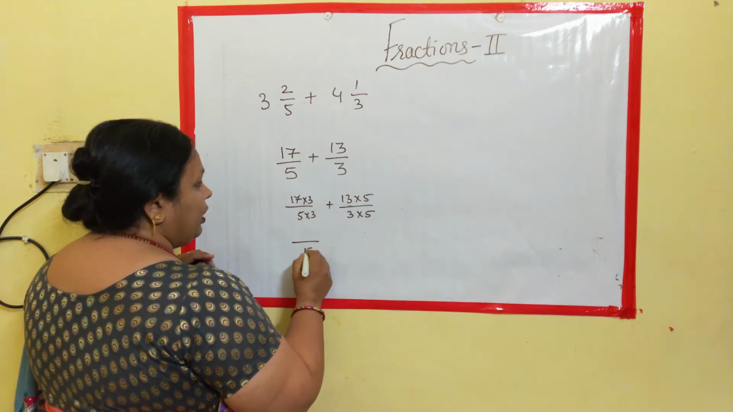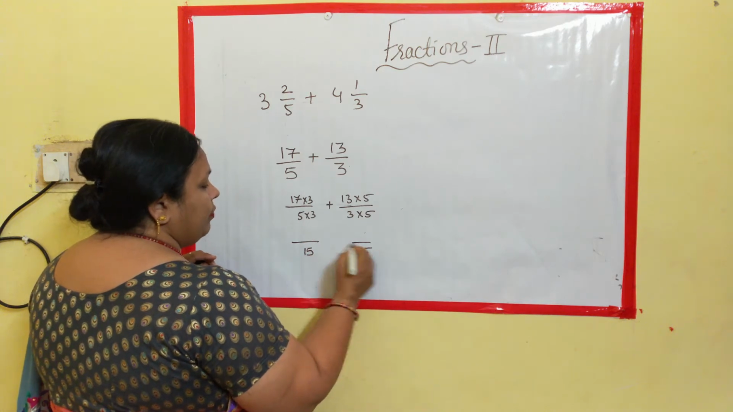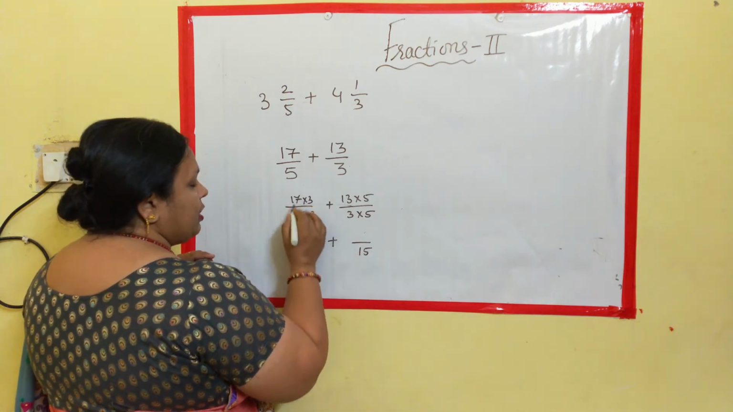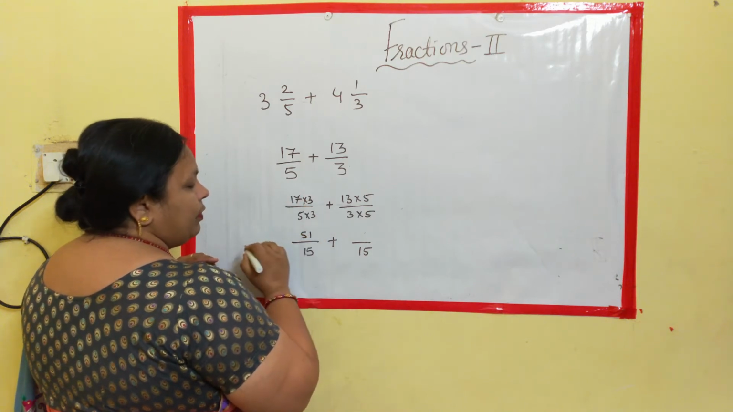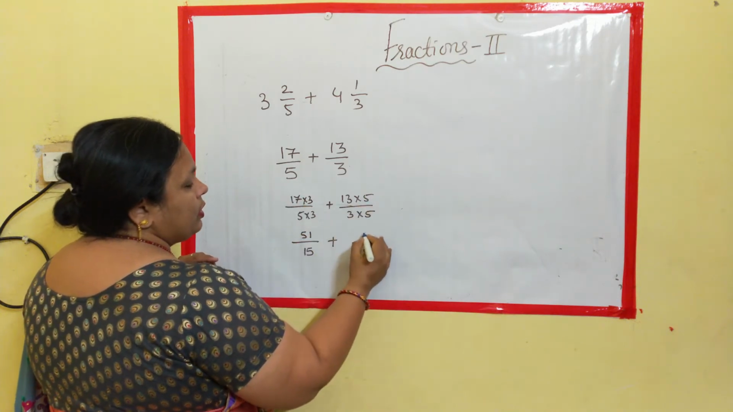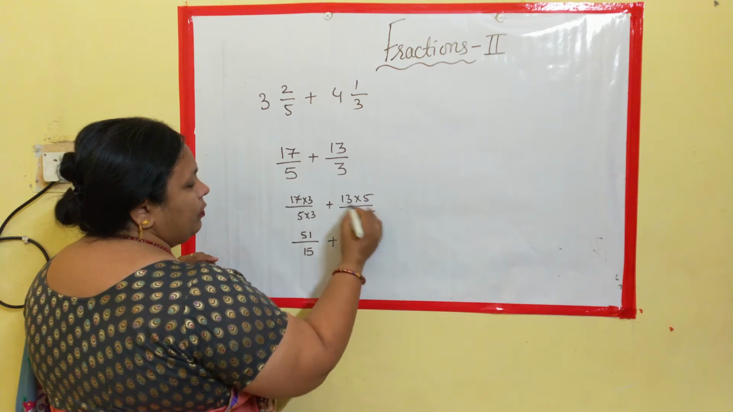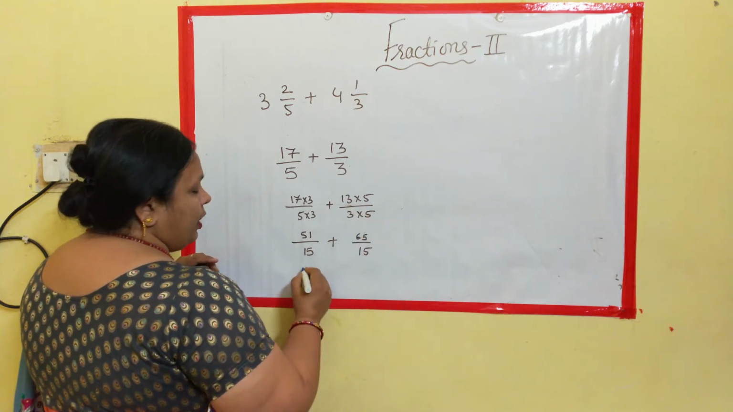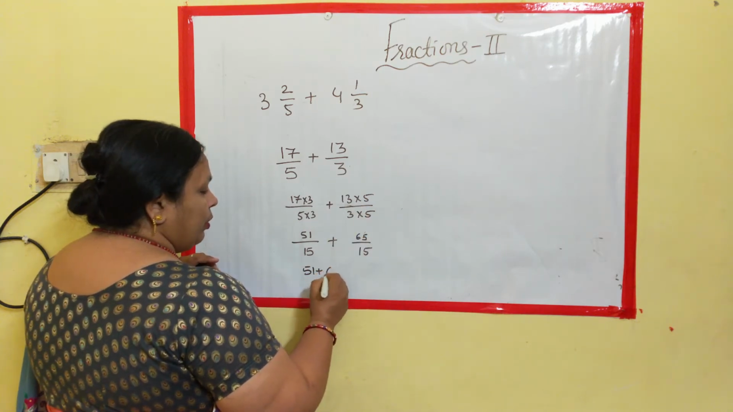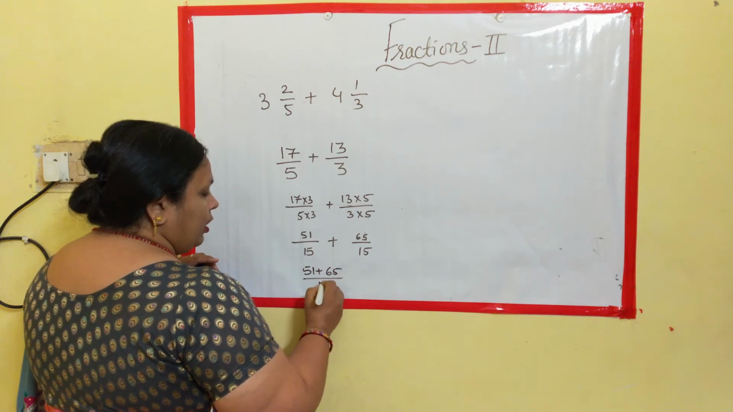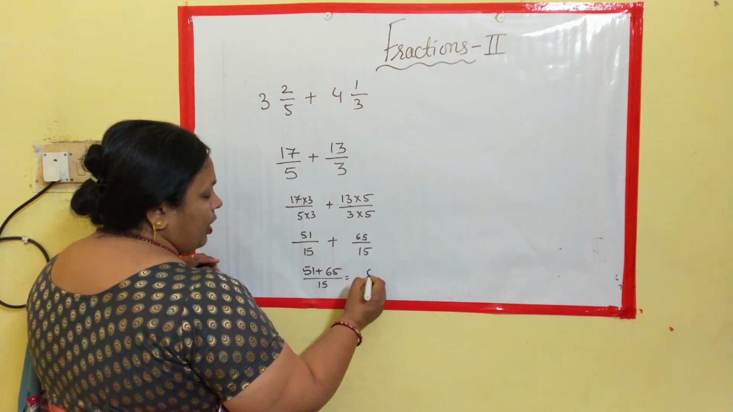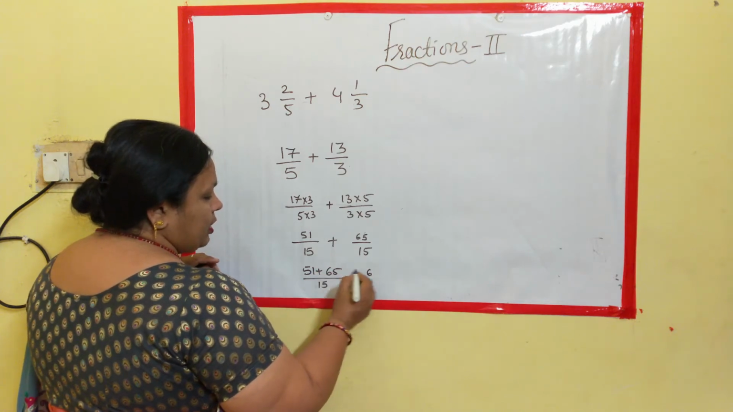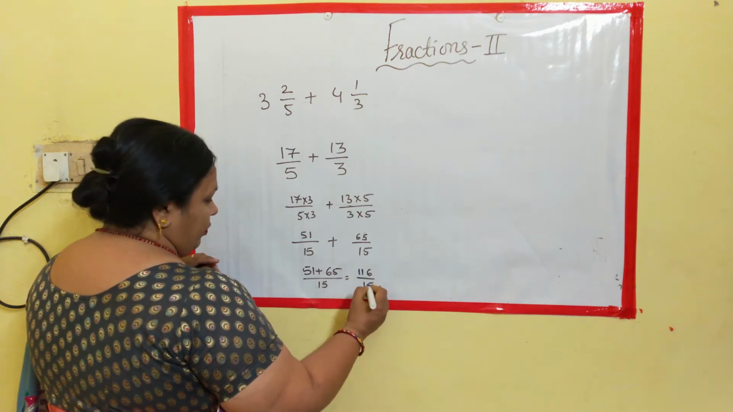Now we will be getting this as 15 and 15 plus 3 7s are 21, 2 in hand, 3 1s are 3 and 5, 51. Here it is 5 3s are 15, 5 1s are 5 and 6, 65. Again taking the numerators and taking 15 as the common denominator, we will be getting the value as 5 plus 1 is 6 and 116 by 15.